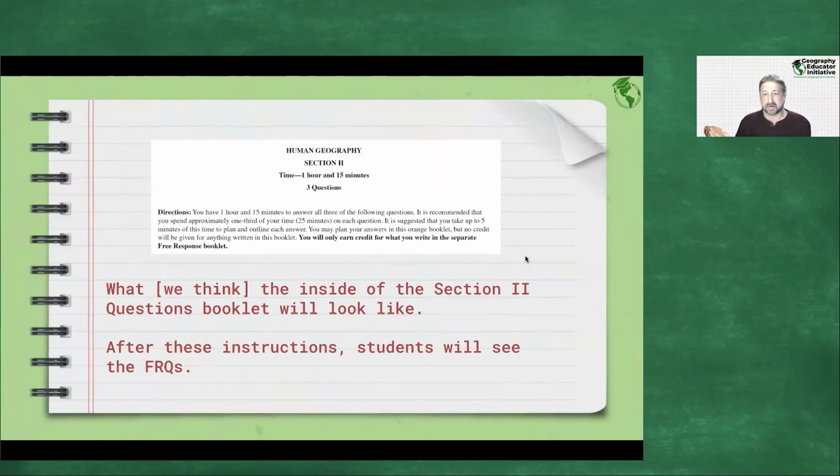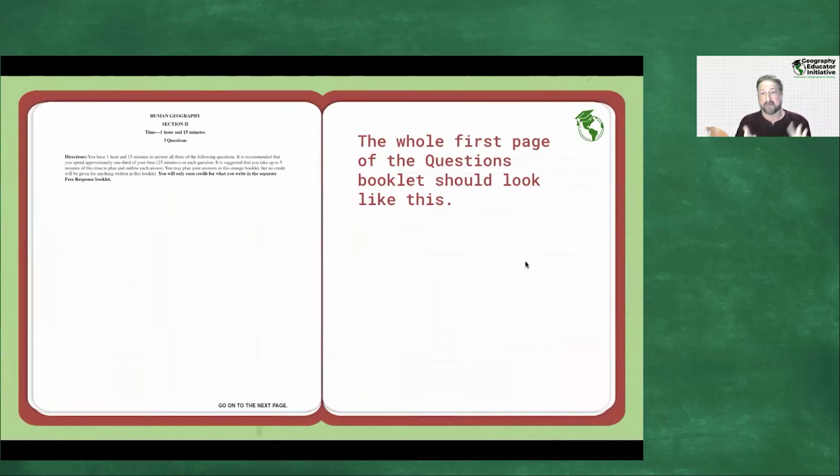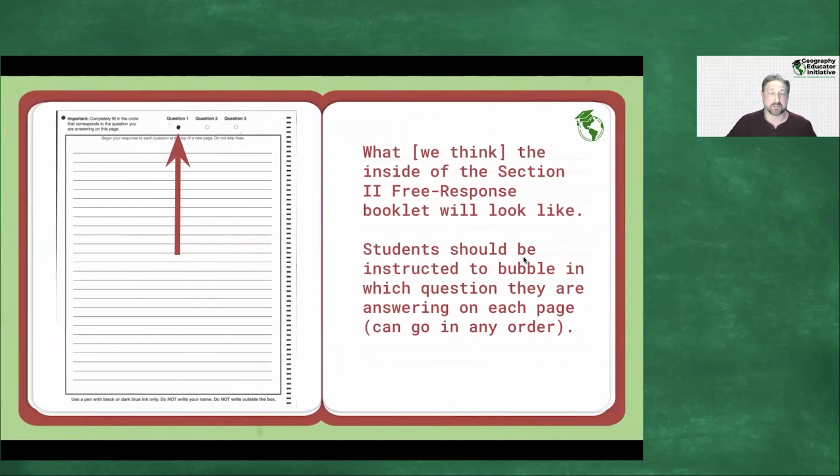And this is what we think the inside of the Section 2 booklet will look like. After these instructions, they will see the FRQs. And then, of course, this is what that will look like. After that page is when we will see the first FRQ, then the second, then the third. And just to show you as well, this is basically what they're going to see. They're going to have the question booklet, and they're going to have a response booklet. And it will look something like this. Again, what we think it will look like.